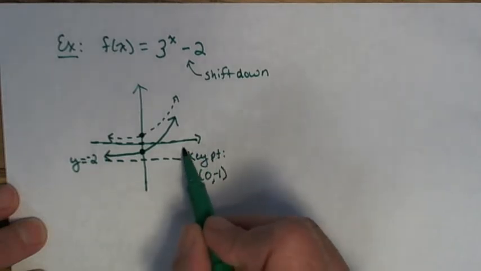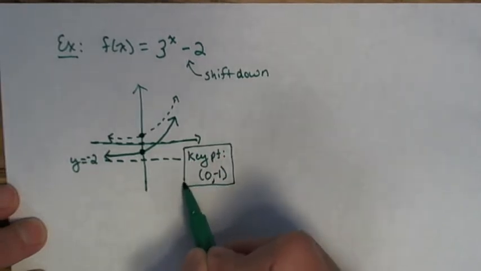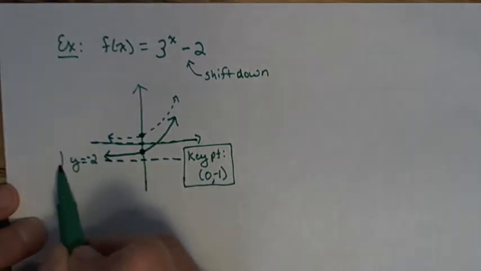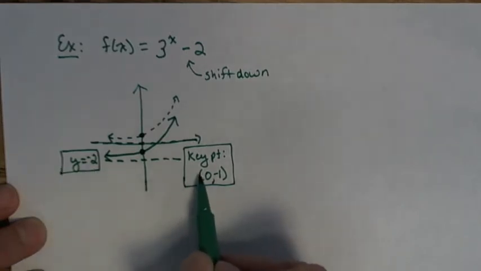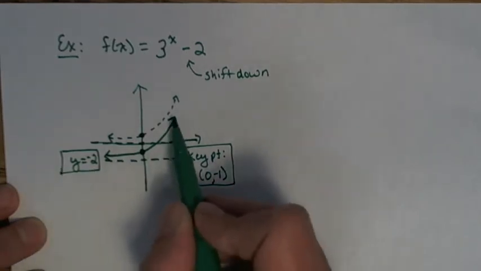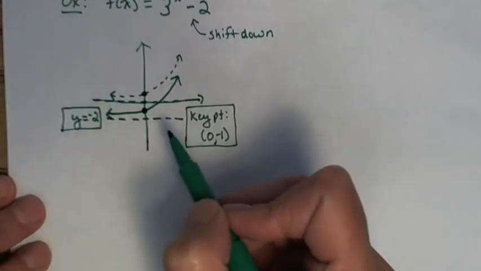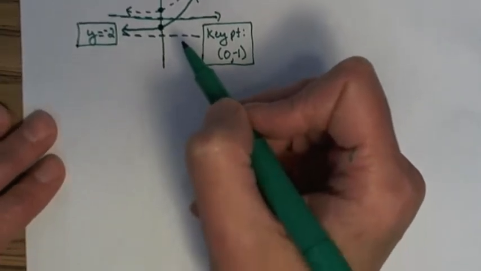So again, first thing I look at is my key point. I decide where that's going to end up. The second thing I look at is my asymptote. Once I know where those 2 things are, then it's just a sketch to get the rest of the graph onto the graph. All right, let's take a look at another example.